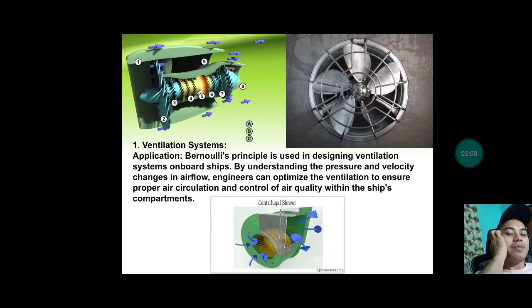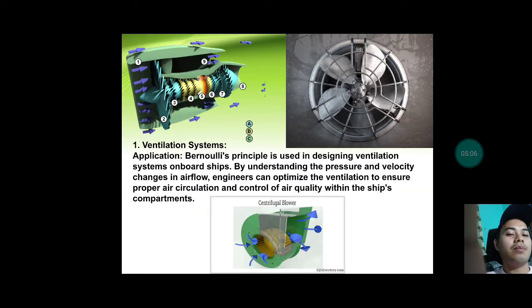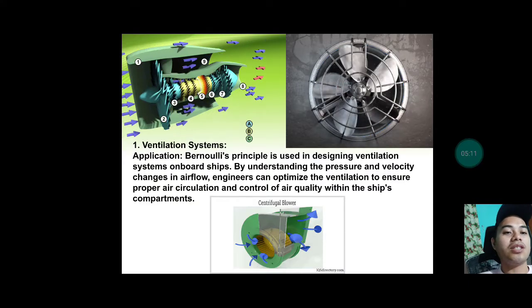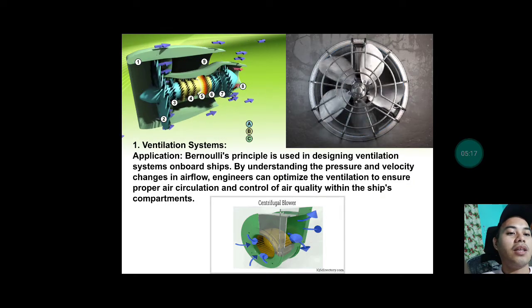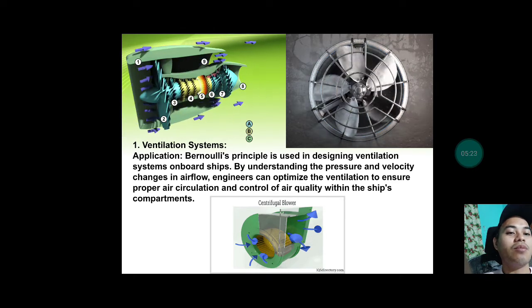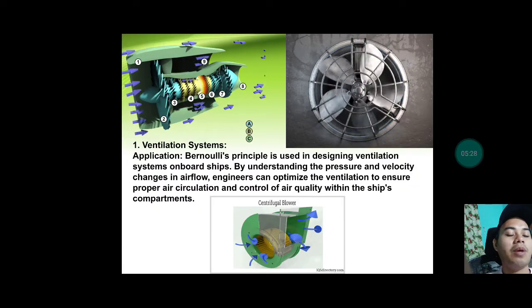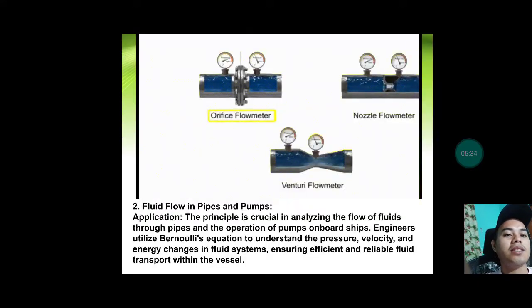Well, let's dig deeper. In the maritime world, we can use Bernoulli's principle in different kinds of equipment, especially ventilation systems. We have a picture of a turbine, an exhaust blower, and a centrifugal blower. Bernoulli's principle is used in designing ventilation systems on board ships and can optimize the ventilation to ensure proper air circulation and control of air quality within the ship's compartments. Next, we have fluid flow in pipes and pumps. These are applications on board ships.